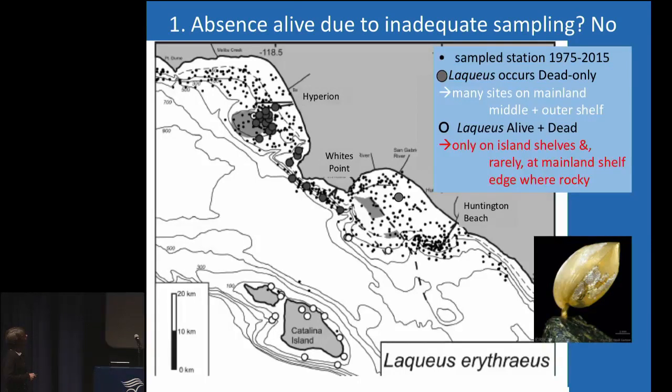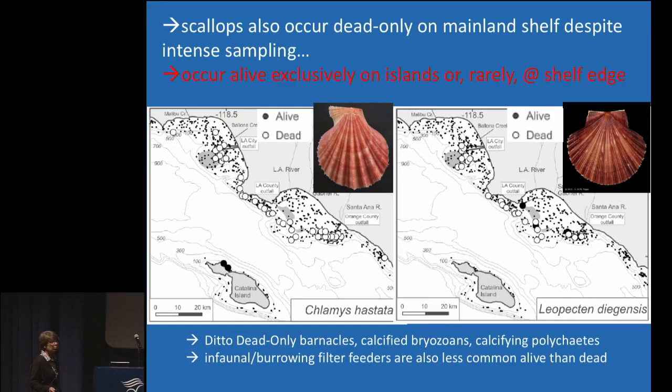But you'll see that only a subset, only those with the white circles, we've got some jittering problems over here, are live occurrences of Laqueus. And yet we have abundant dead occurrences of their shells. So there's been no shortage of effort to find these. It's simply that they now only live in a few places, right at the shelf slope break, the outer edge of the shelf where there's still some rocks, and around Catalina Island.